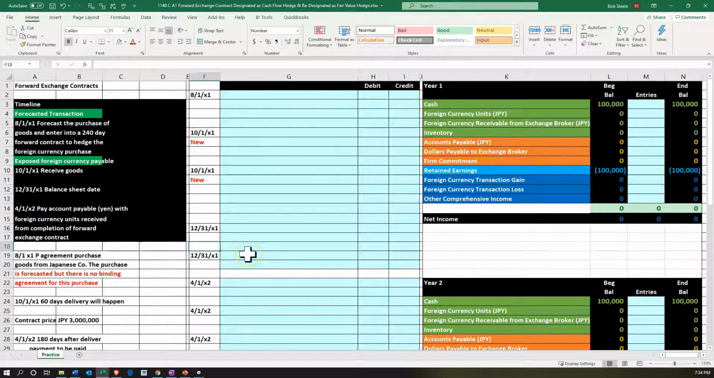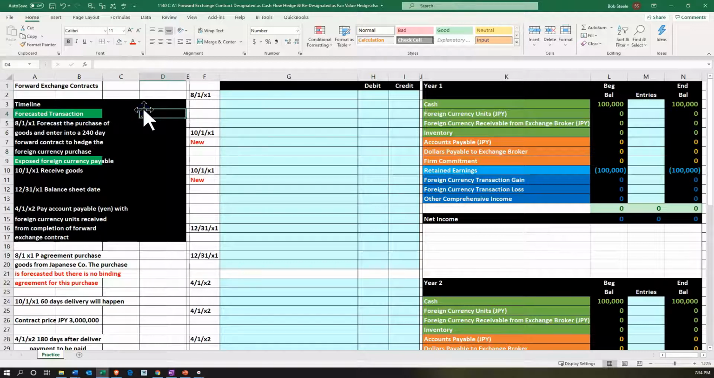Here we are in Excel. We have our information on the left-hand side. We're going to put that into the blue area on the right-hand side, including our journal entries and then our trial balances, which we will have 2 years of because the data will extend beyond 1 year's time frame. On the data side of things, we have the forward exchange contract that we will be dealing with.